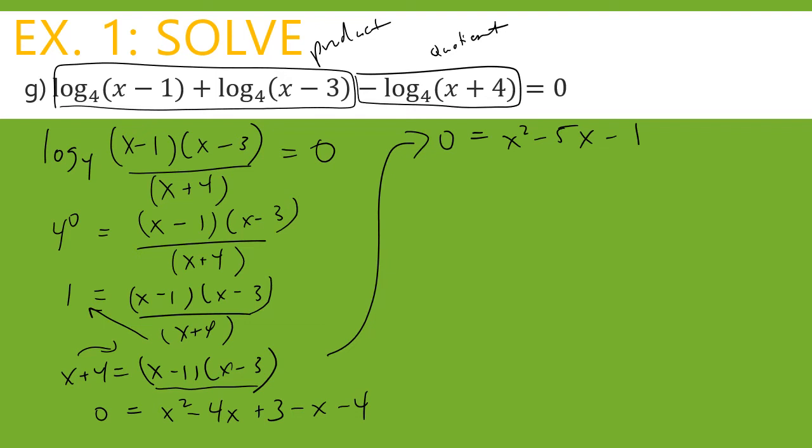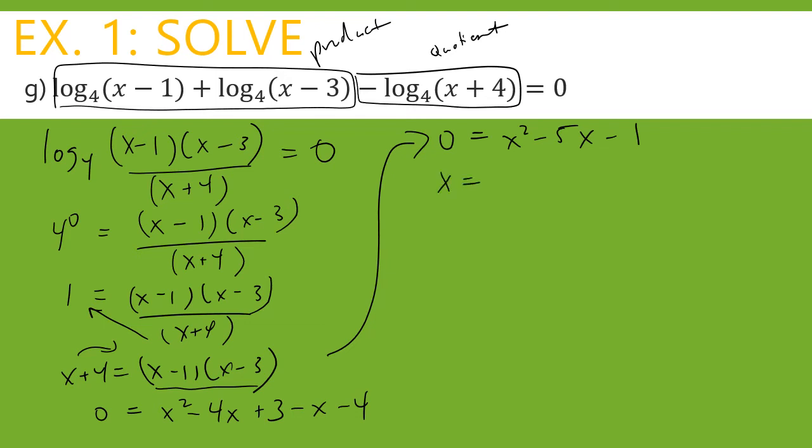That does not factor very nicely. I cannot think of two whole numbers that multiply to -1 and add to -5. That does not mean it's impossible. I mean, it could be impossible, but it doesn't mean it's impossible. It means you've got to go to your tried and true friend, Mr. Quadratic Formula.